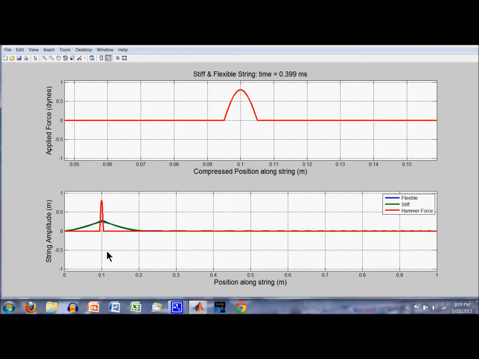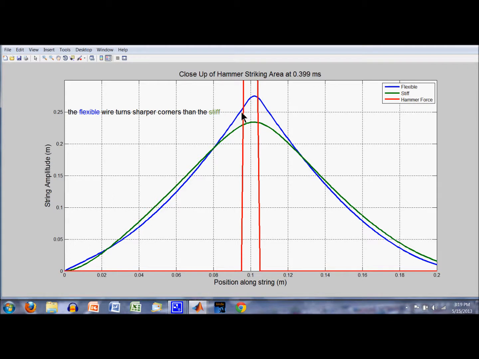And I'll take another close-up. Again, the flexible string is responding. You can see its center is a little bit moving to the right of the center of the applied force because we're starting to get a traveling wave going. The stiff string is not responding as flexibly as the flexible string.